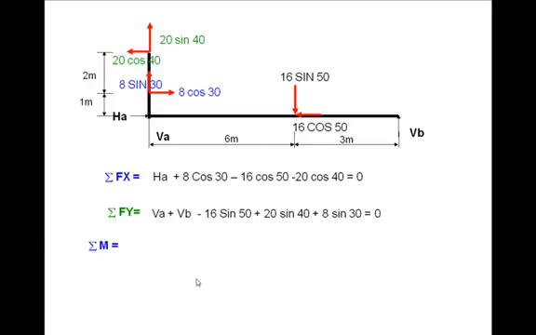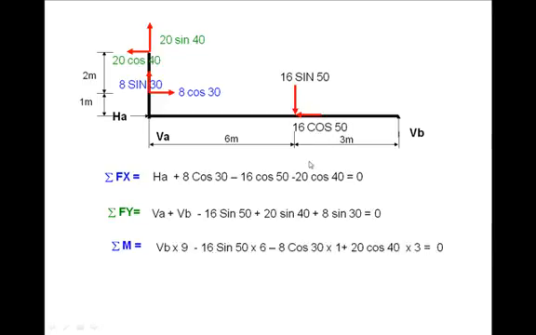And then taking moment about point A equal to 0, I get VB into 9, 16 sin 50 into 6, 8 cos 60, see this 8 cos 60 into height 1, and 20 cos 40 this into height 3, equal to 0. Three equations, three unknowns, so you are able to solve it. VB is 3.83, VA is 8.43, and HA is 18.68.